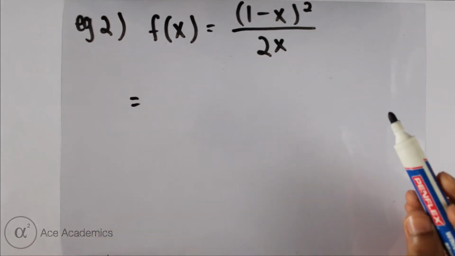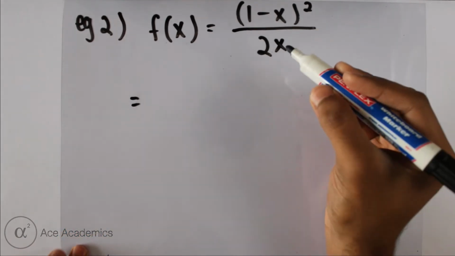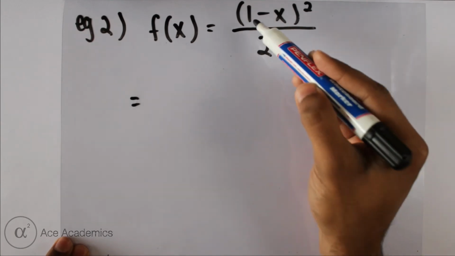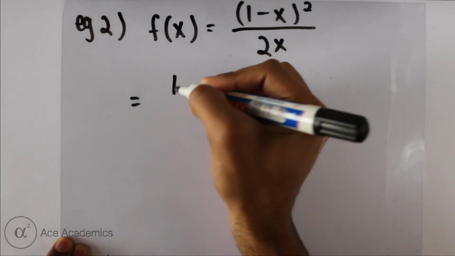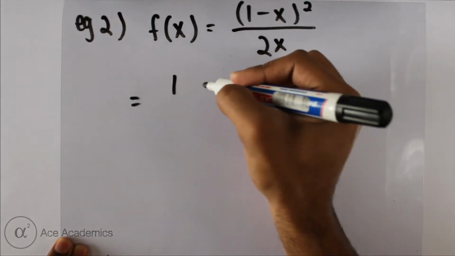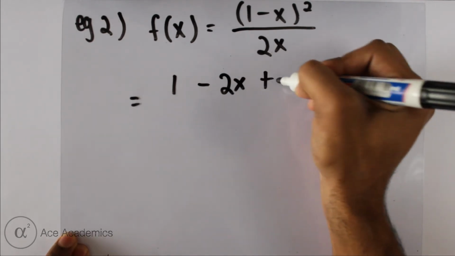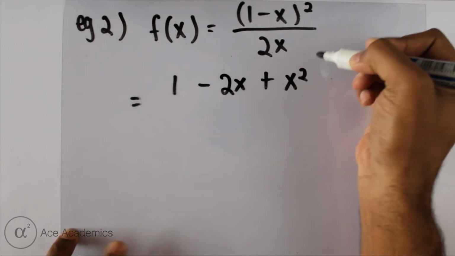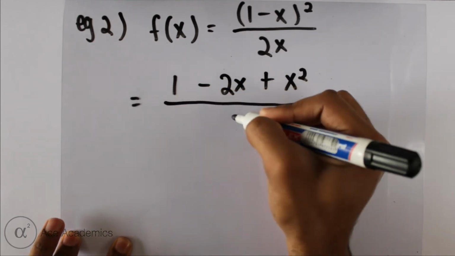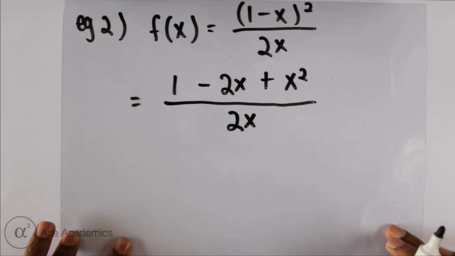So we're going to square this binomial in the numerator. And when we do first times first of 1, it's just 1. 2 times first times last is negative 2x. And last times last is positive x squared. And this is all divided by 2x.